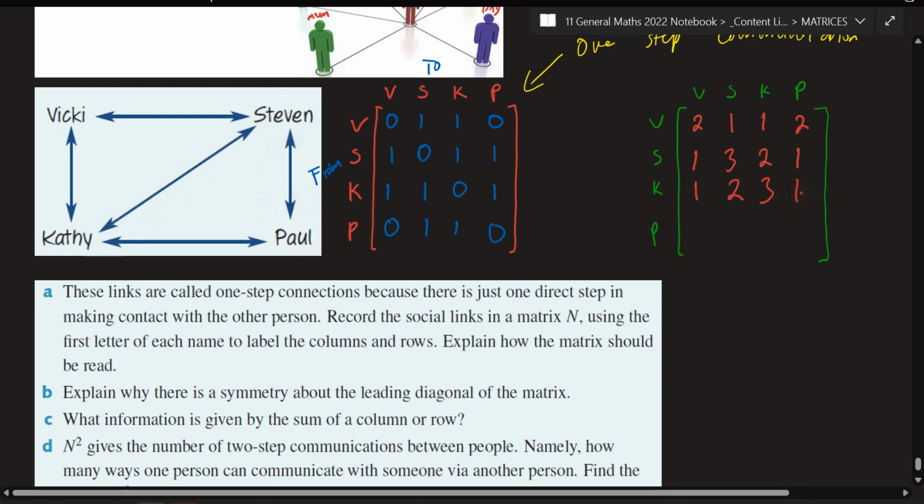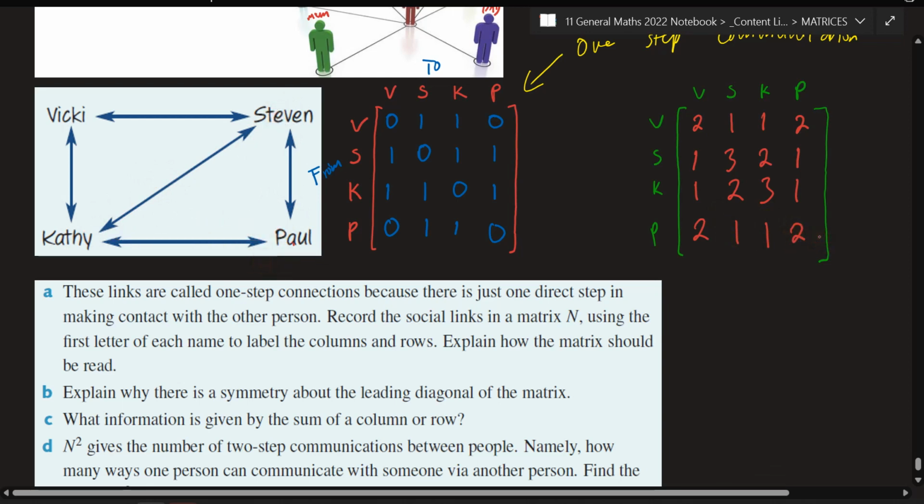P to V, so 1. P to V is there, 1, 2. It should be symmetrical. P to S, 1. P to K, 1. And then P to itself. Well, there's P to S up there, and then P to K.